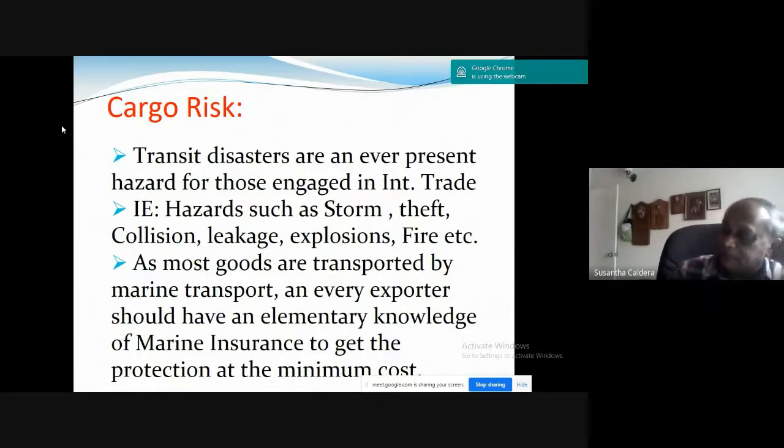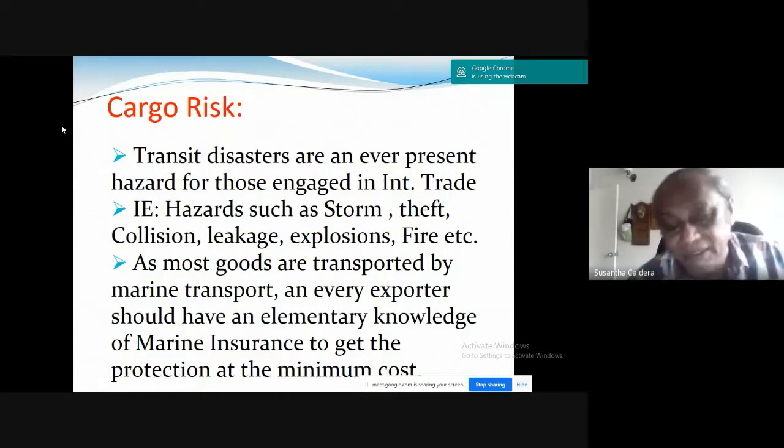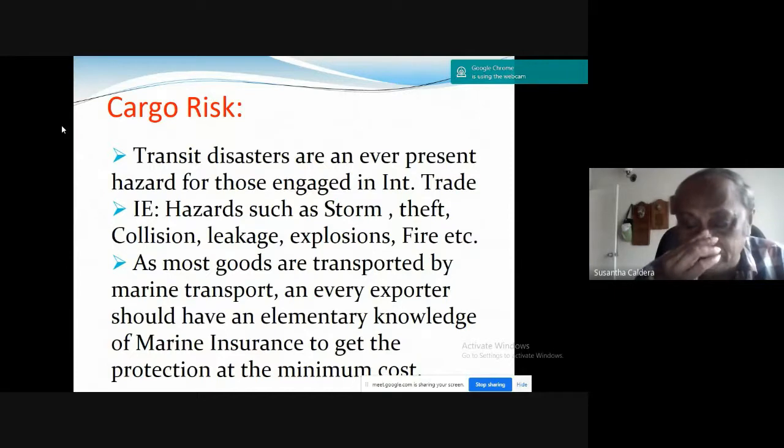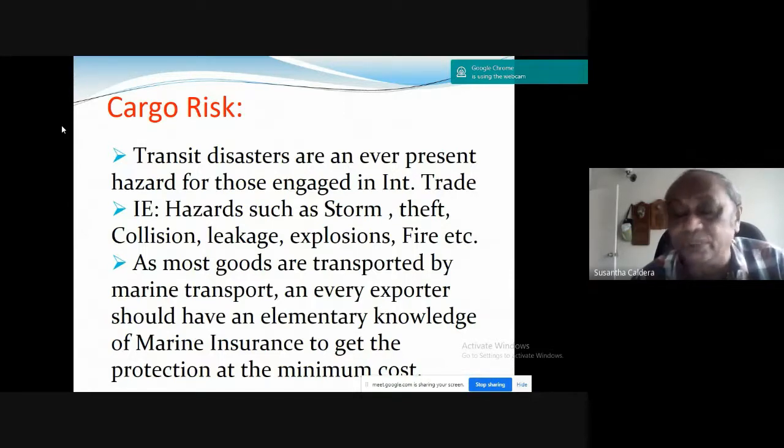About 2-3 days back, I had a chat with, I told you, the Chamber of Commerce CEO. He was telling me most of their members are importers or exporters. There are a lot of insurance frauds, right? Marine insurance frauds.